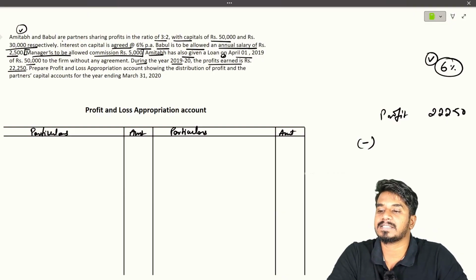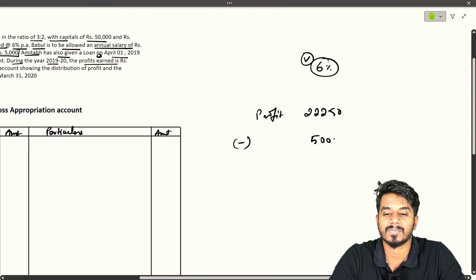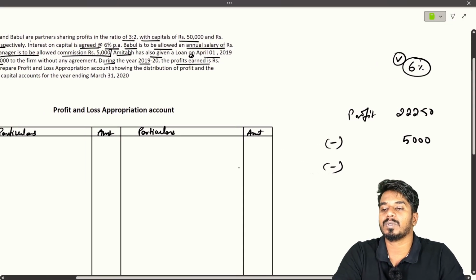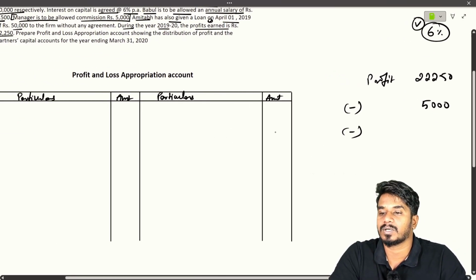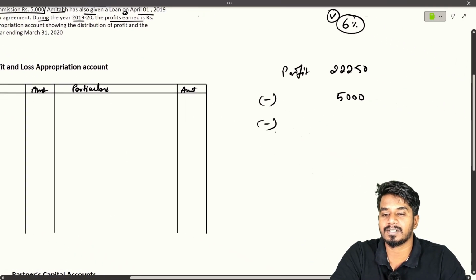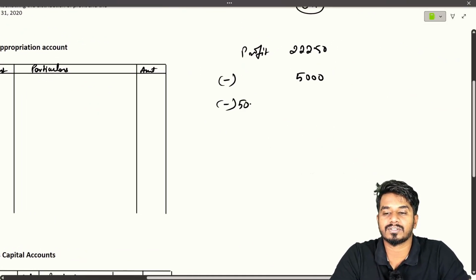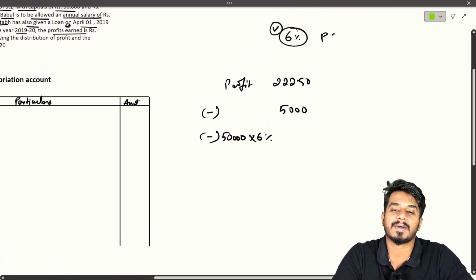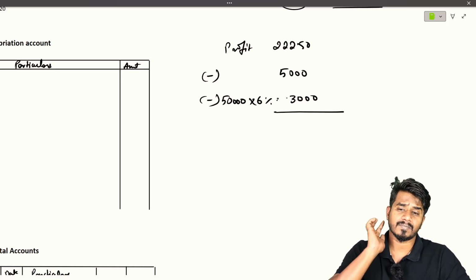What is the amount of manager's commission? It is 5,000 rupees. Directly we will remove. And again, we need to remove interest on loan, right? So what is the amount taken? 50,000 is the loan amount here. Fine. So 50,000 rupees into 6%, which is specified by Partnership Act 1932. Right? Fine. So what is the amount? I think it is 3,000 rupees. You calculate it once. Right.